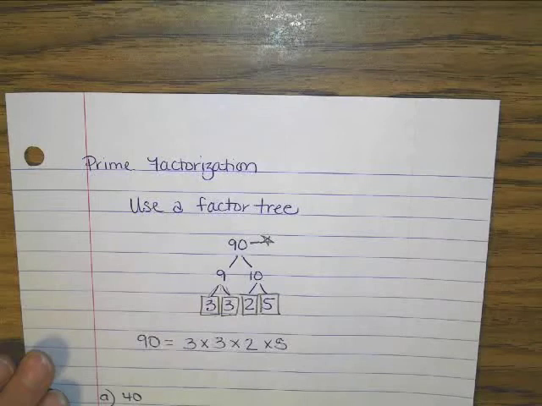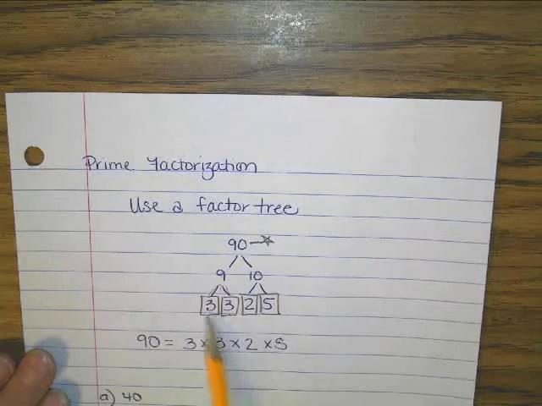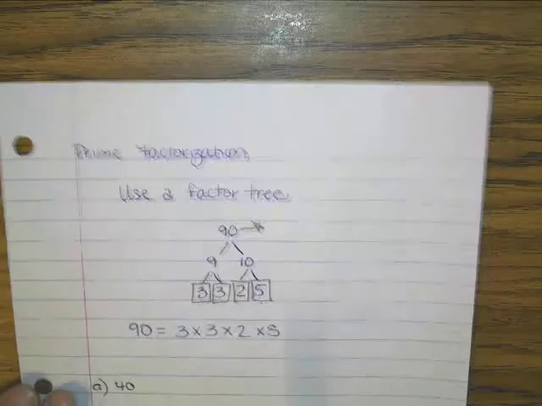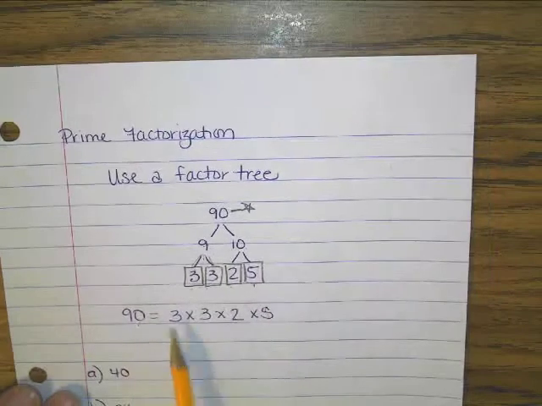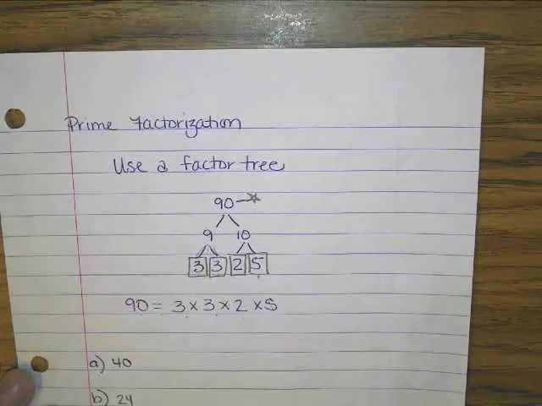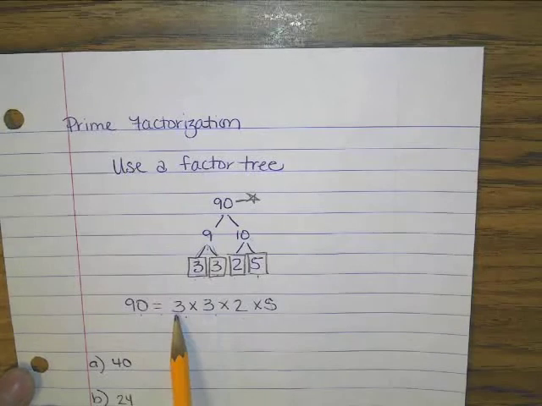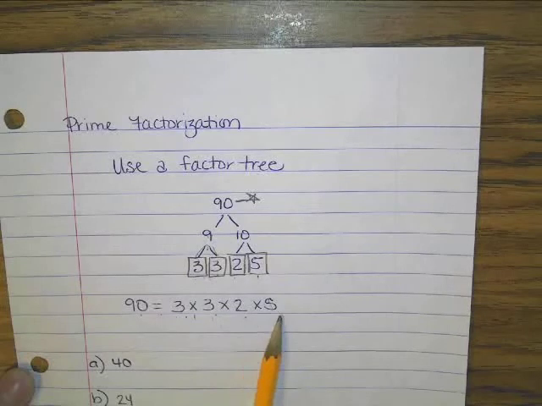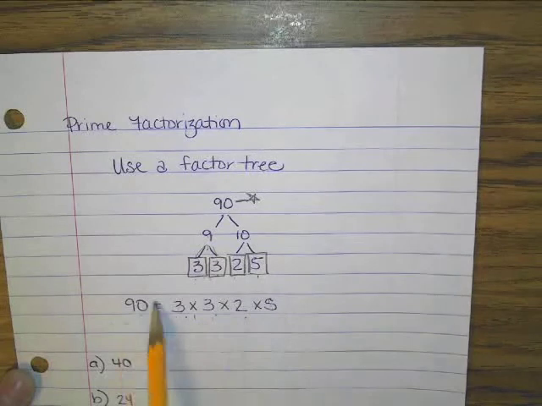That's all good. Okay, so I have boxed my things, my prime numbers. So when I list it as 90 equals 3 times 3 times 2 times 5, Mrs. Miller, how do I check my answer? Are you ready? Use a calculator and type the number 3, then type times, then type 3, then type times 2, then type times 5. And your answer should be 90.